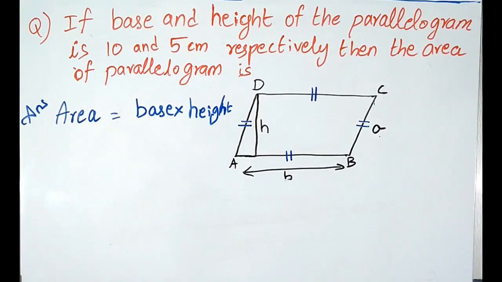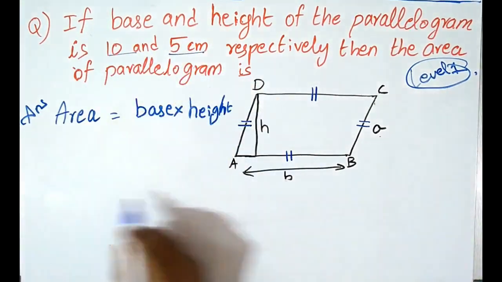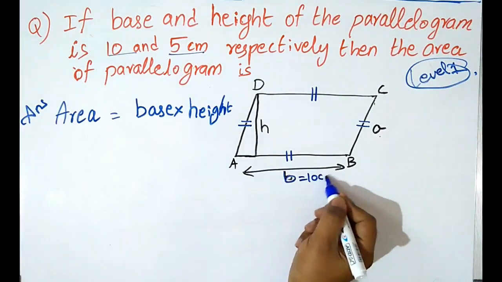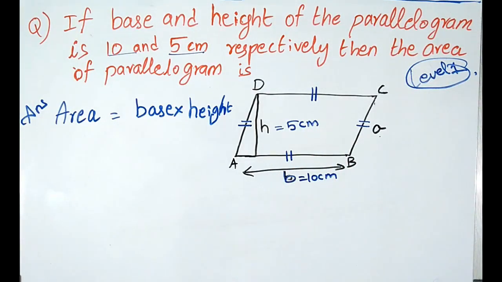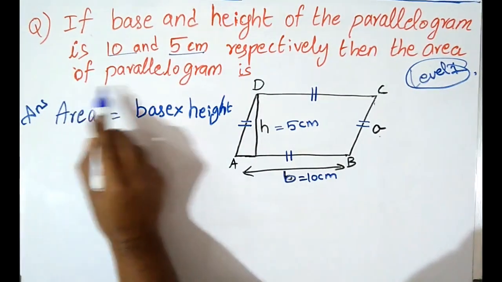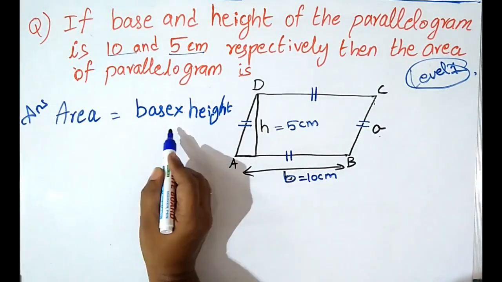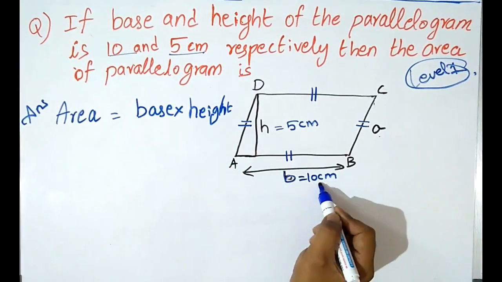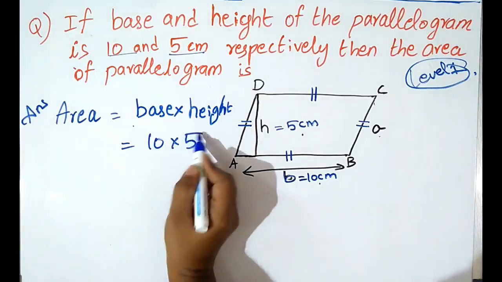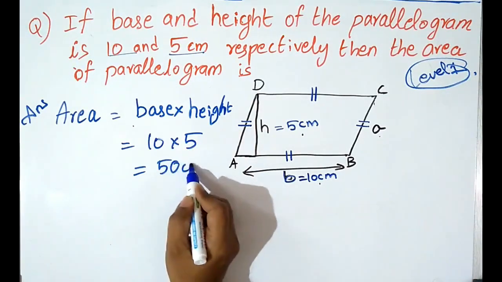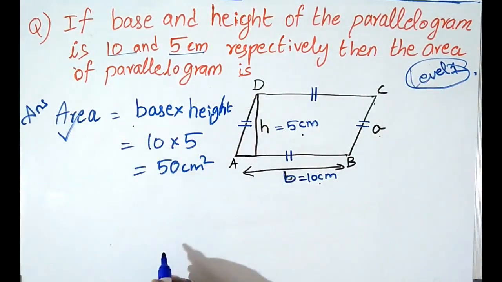Let us see a quick level 1 problem. If base and height of the parallelogram is 10 centimeters and 5 centimeters respectively, then the area of the parallelogram is, the formula is given by area of parallelogram is nothing but just multiplying the base and height, that is base into height, that is 10 centimeters into 5 centimeters is equals to 50 centimeter square. If base and height are given, we can get the area.